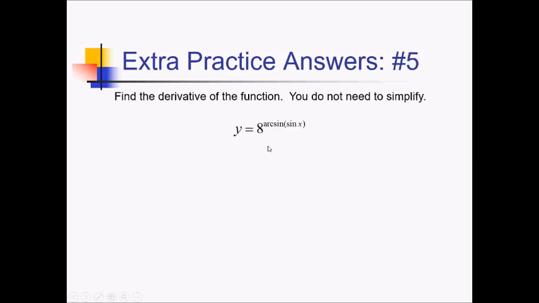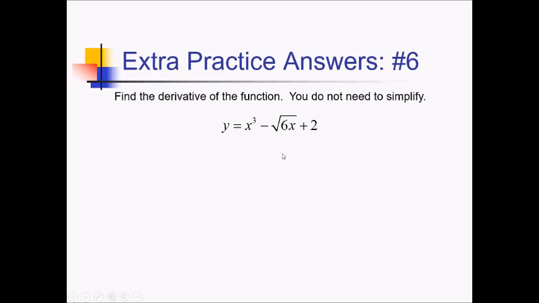For this problem, we can make our lives a little bit easier if we simplify. Arcsine of sine is just going to be canceling out, giving us x as that exponent. And now the derivative of e to the x, that's just going to be e to the x times ln of the base, ln of 8.